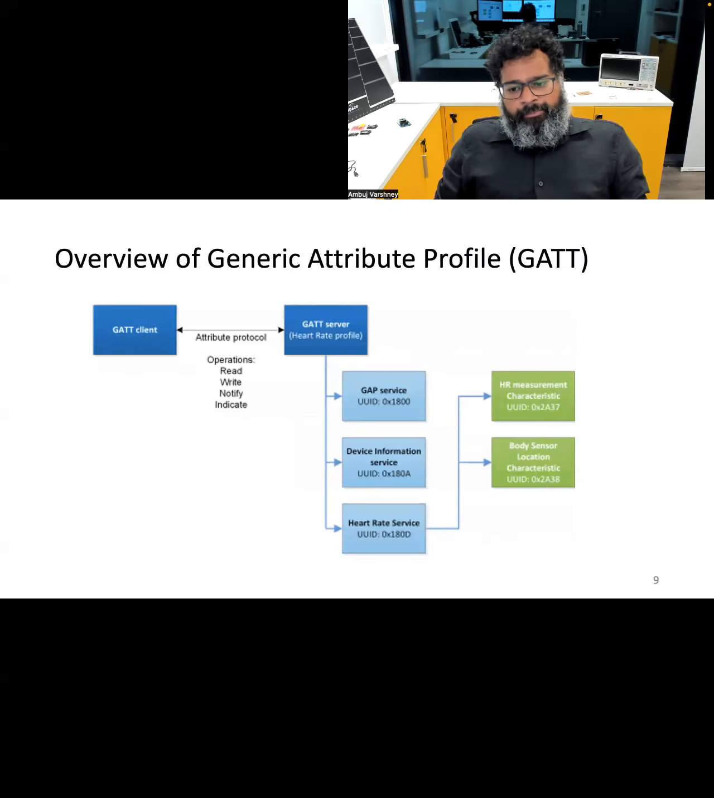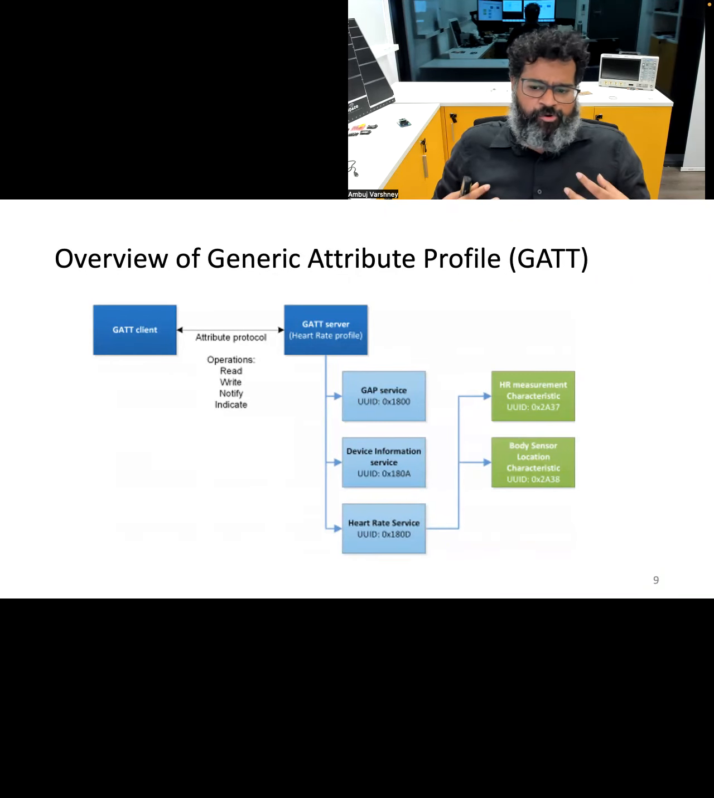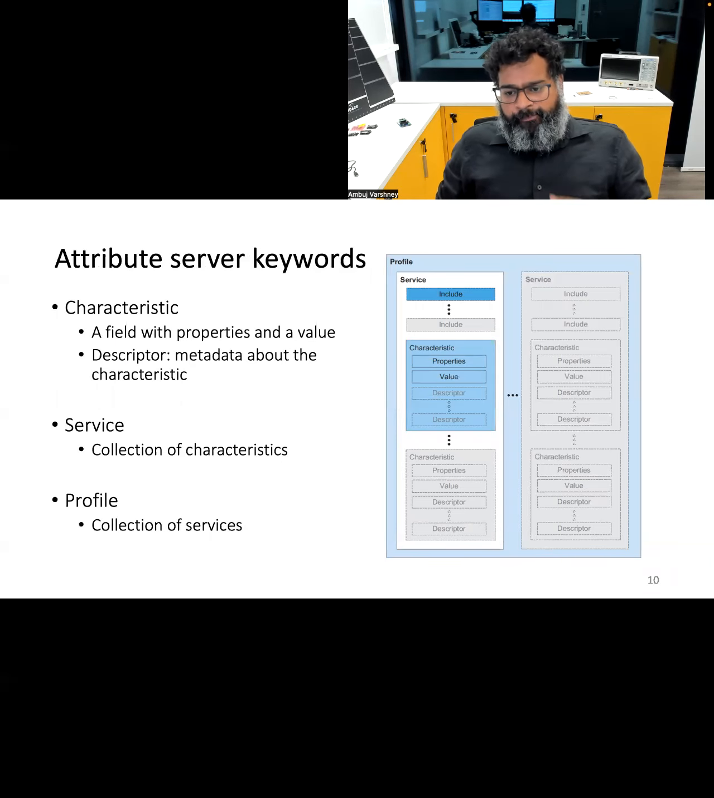Next, let's talk about something called GATT. It stands for Generic Attribute Profile, and it is used to facilitate discovery, reading, and writing of data between two devices that have established a connection. GATT is designed around the concept of profiles, services, and characteristics. A profile is a collection of services that define a particular use case or device behavior. For example, a heart rate monitor profile might include services related to measuring the heart rate and sending notifications.